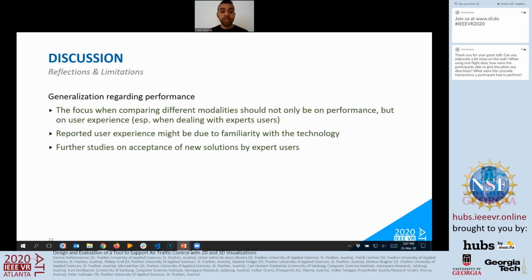So performance is very important, but we could see that even though HCOs could perform well with the 3D condition, they reported lower user experience, and perhaps this is due to familiarity with the technology. So we would say that for further studies on this topic, not only performance should be investigated, which is really important, but mostly solutions on how to maximize acceptance, especially for expert users, who are not 3D UI experts, but really work-domain expert users.